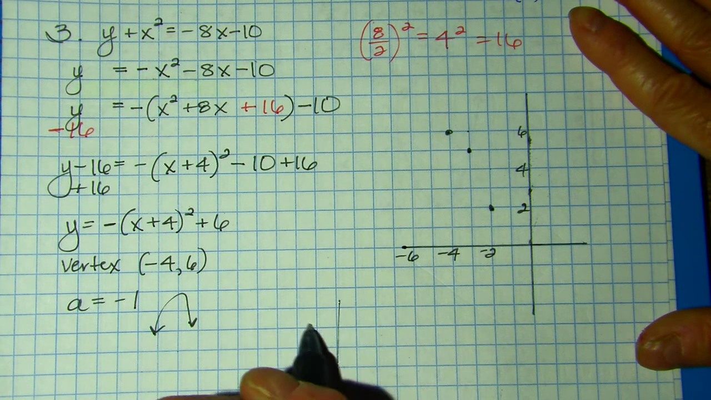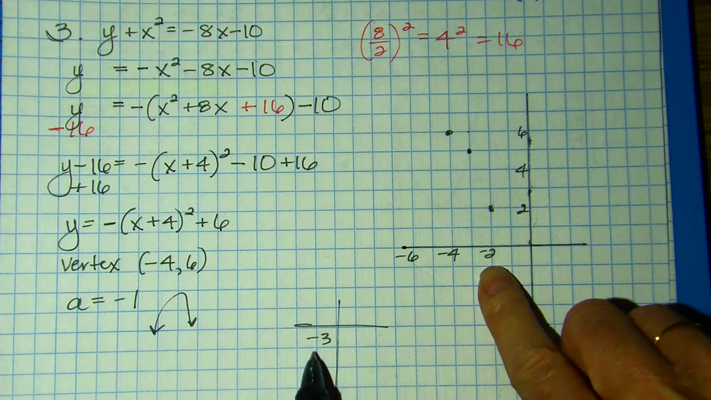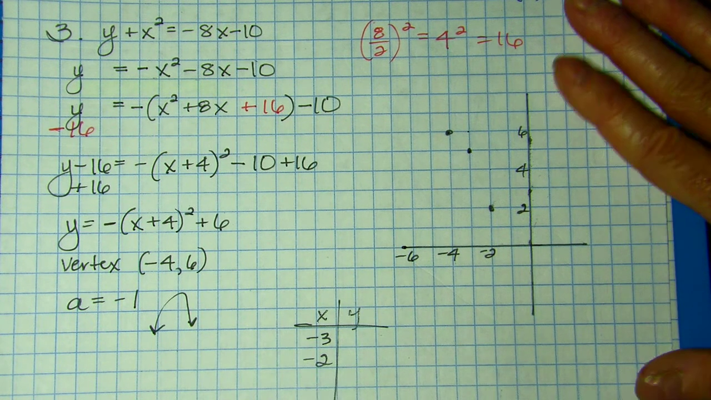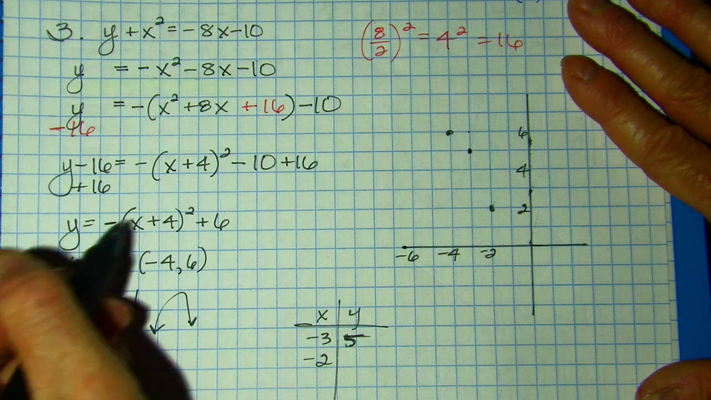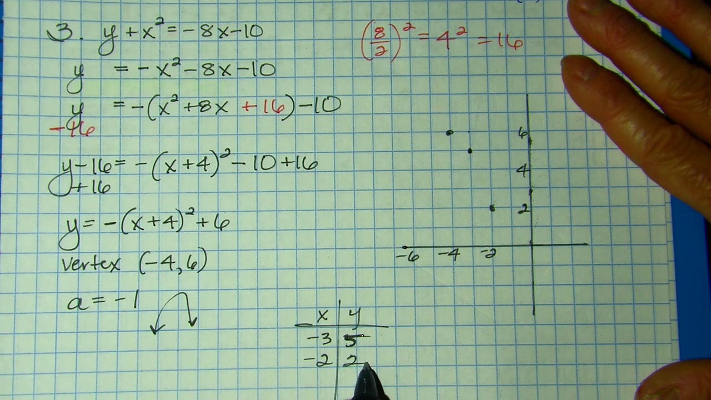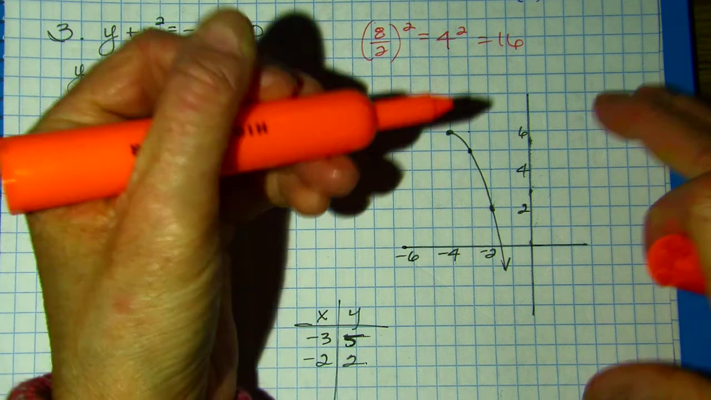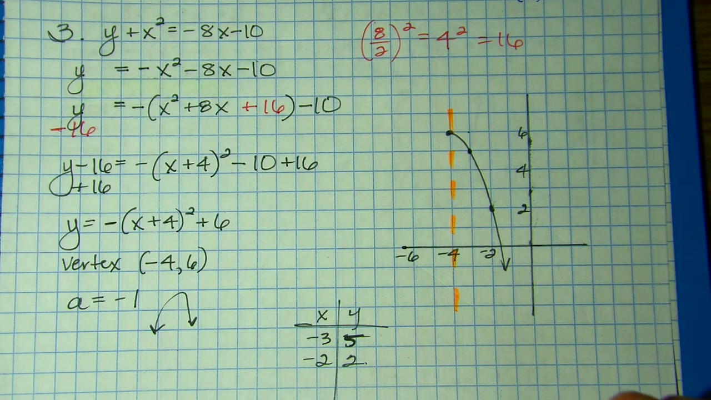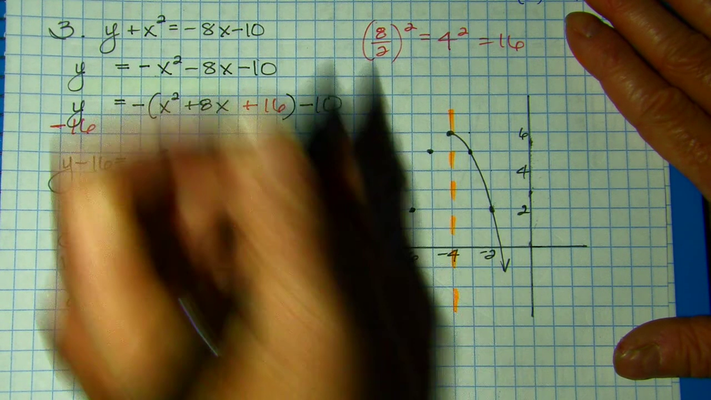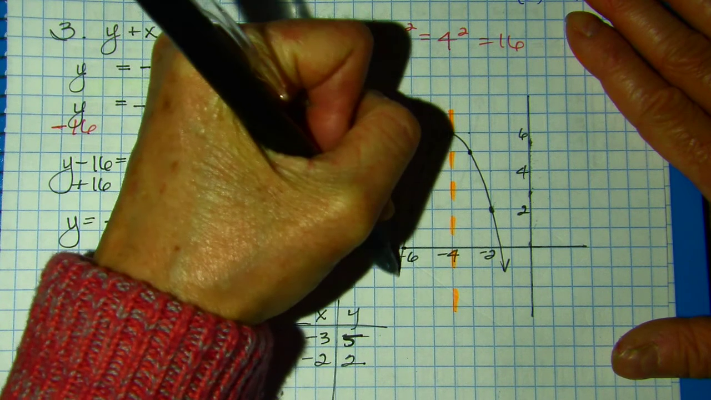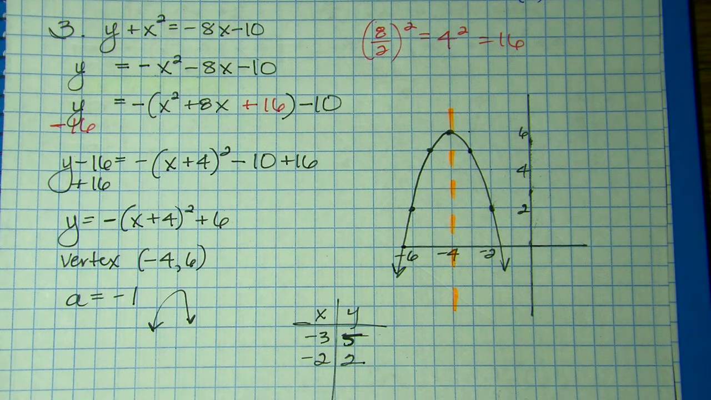Or you can build a table picking numbers. If this is at negative 4, I'm picking negative 3, and I'm going to pick negative 2. If I plug negative 3 in, I get 5. If I plug negative 2 in, I get 2. And then, using the axis of symmetry, I'm reflecting each point across. And that is our graph. And that really covers that section.